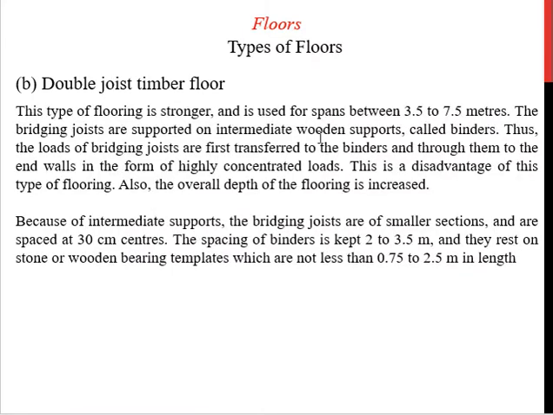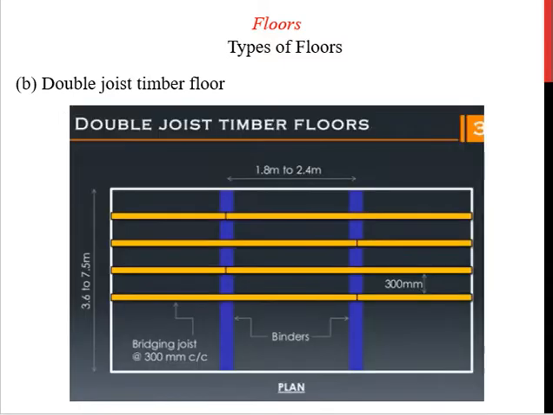Again if you look into the specification of this double joist timber floor, we will find that the span is between 3.5 to 7.5. If the span is this, then we will go for this double joist type of floor. Again the distance between the two joists is taken to be 30 centimeter, and similarly other specifications are also given for this double joist type of flooring.